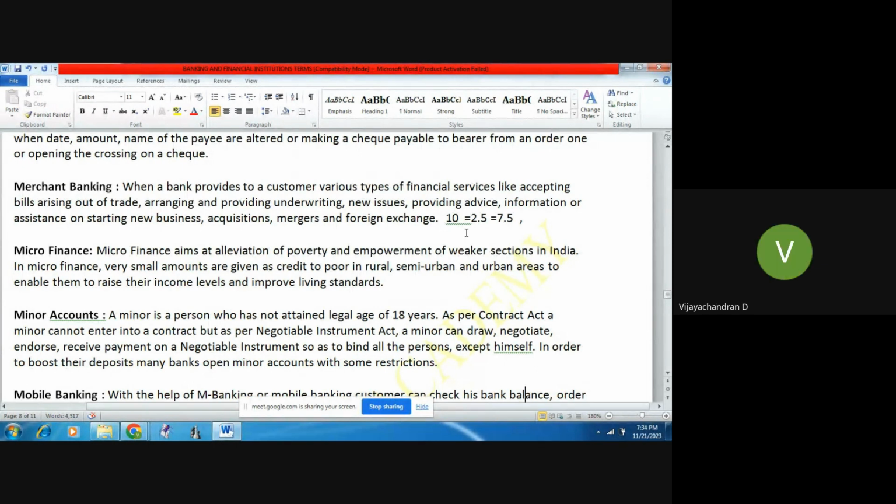Then microfinancing, as you know, self-help group. Self-help group is the best example for microfinance. The very economically backward, rural area, very poor, downtrodden areas, lending at the micro level to the weaker section is known as microfinance.